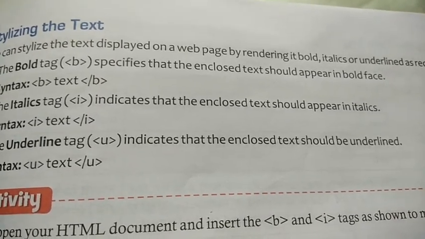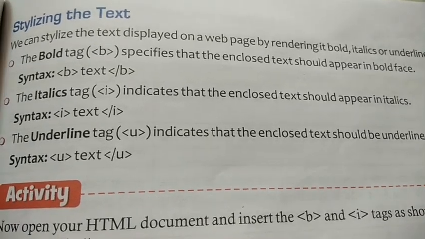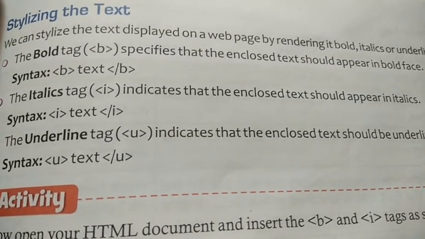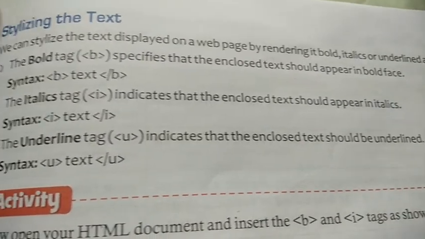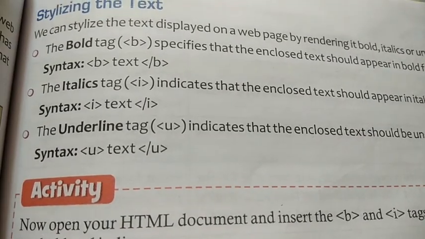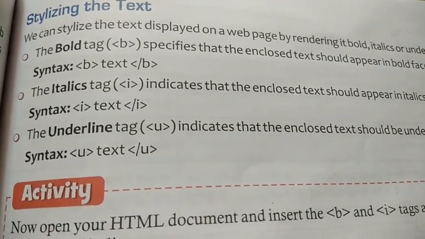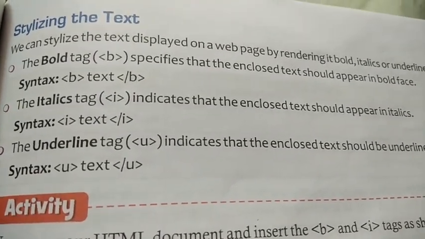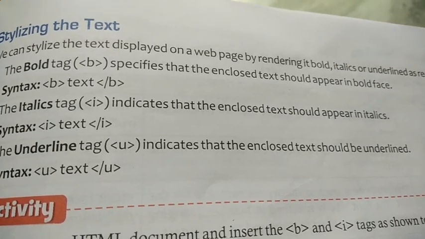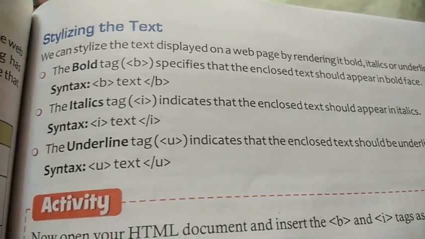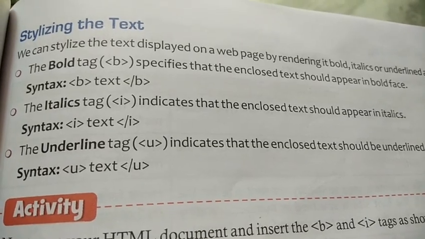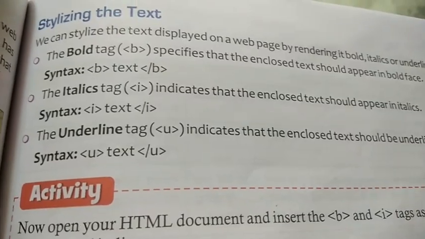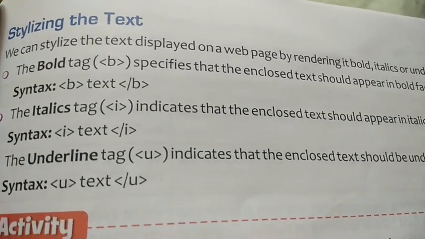It specifies that the enclosed text should appear in boldface, used in syntax B, text, B closing. Next, the italics tag is used to indicate that the enclosed text should appear in italics, means syntax I, text, I closing. Opening and closing both are needed, so a pair tag. Okay. Then the underline tag is used to indicate that the enclosed text should be underlined. So syntax U, text, U closing. So all are styling the text and pair tags.